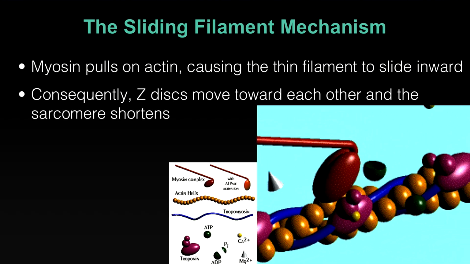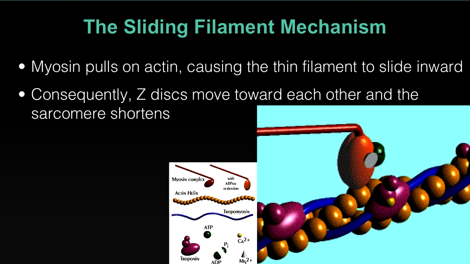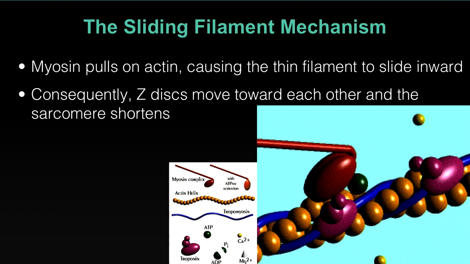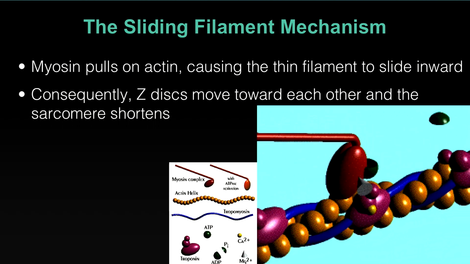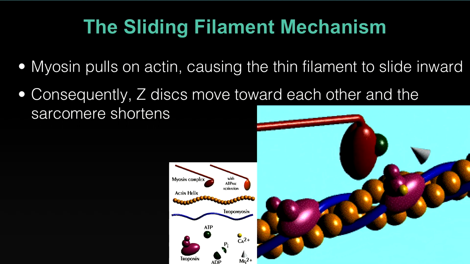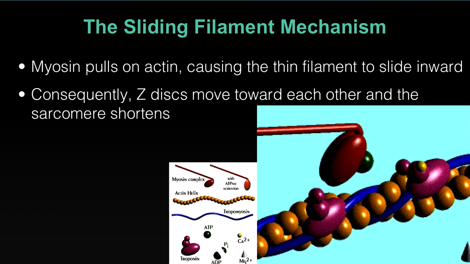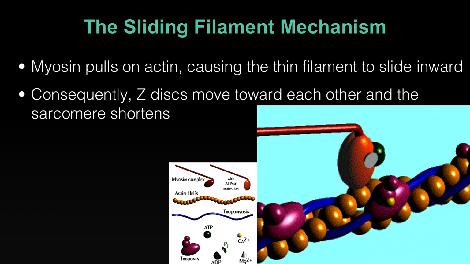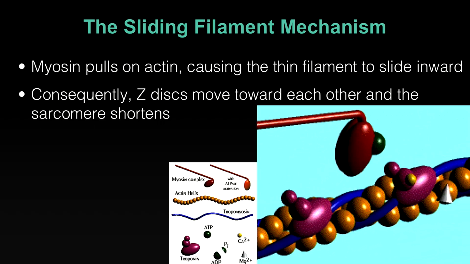What that means is the sarcomere shortens. The bounds of the sarcomere we said were the Z discs on the end. If you measured a sarcomere at rest and you measured a sarcomere in contraction, the distance between the Z discs is smaller. The sarcomere is smaller.